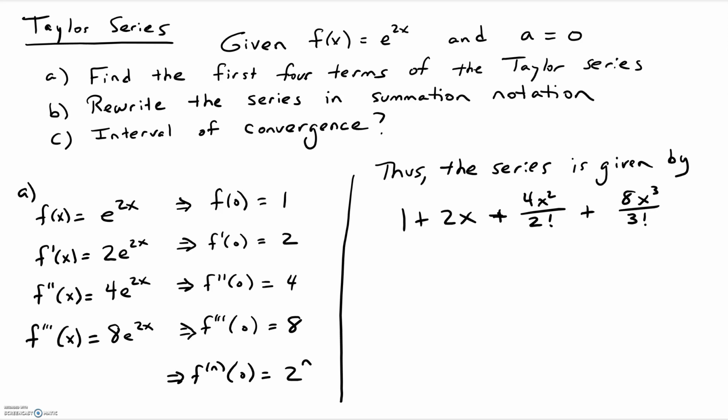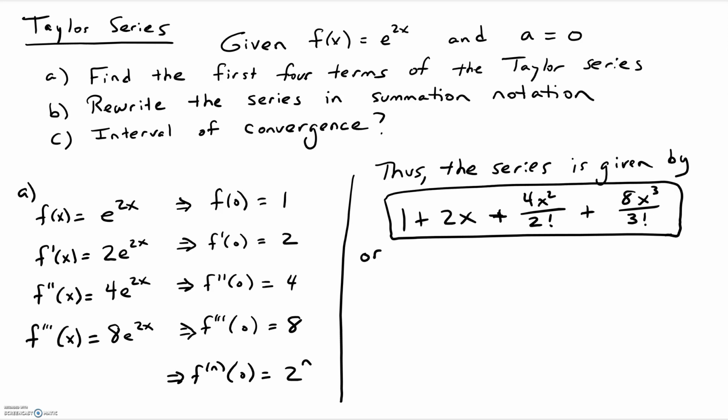So hopefully you're seeing lots of patterns here. And to finish off part A, that's probably the best way to leave part A, but to continue to see the pattern, we could rewrite 1 as 1 over 0 factorial. Not that we would want to do that, but we might need to in order to see the pattern. And we could rewrite 2x as 2x over 1 factorial. And the others are all set up nice and neat for us to see this pattern here.